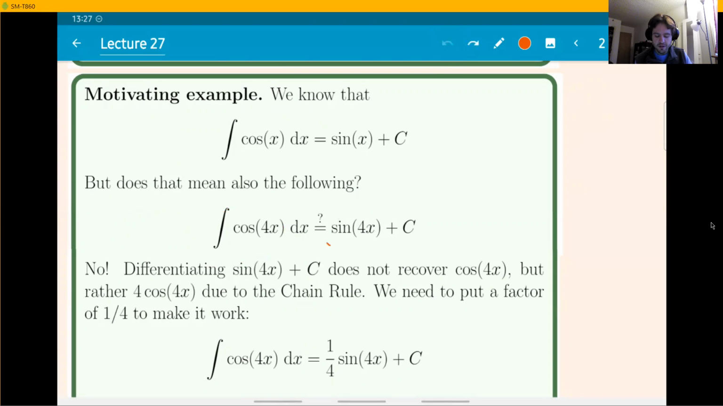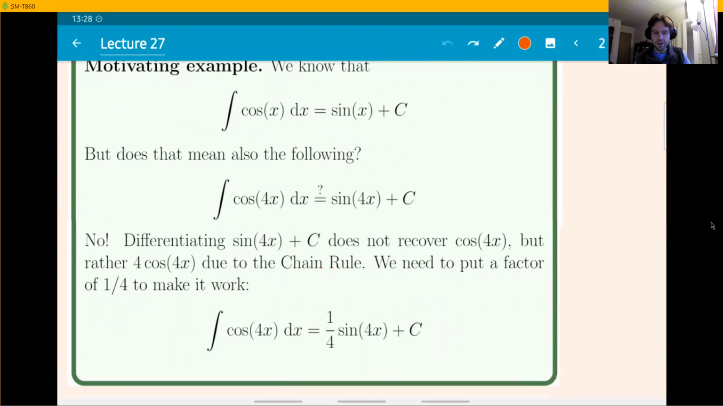But when you look at sine of 4x, forget about this plus c, that's going to go away with the derivative. When you look at sine of 4x and you take a derivative, because of the chain rule, the derivative of that does not recover cosine of 4x. It's going to give you cosine of 4x times 4. And if you want to find the answer to this integral, you would have to include an extra factor of 1/4 to make it work. So this is true.